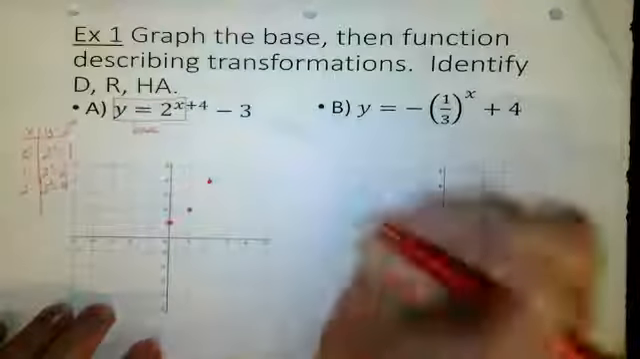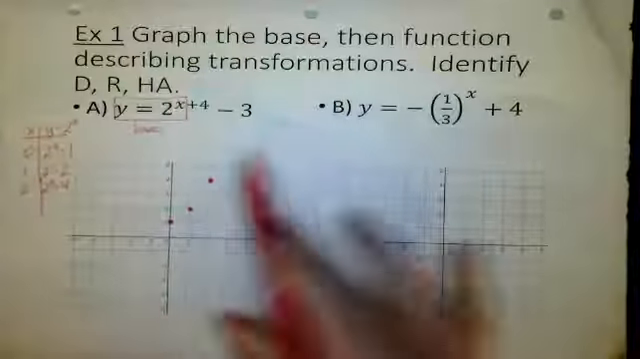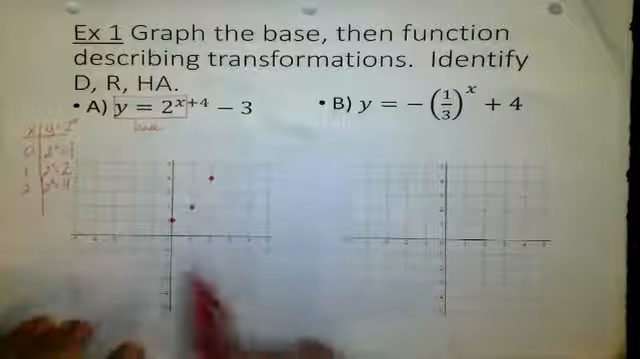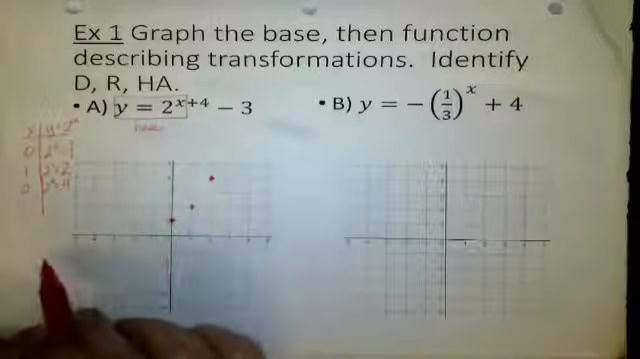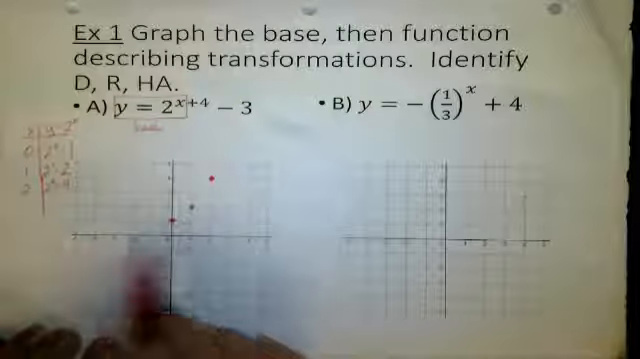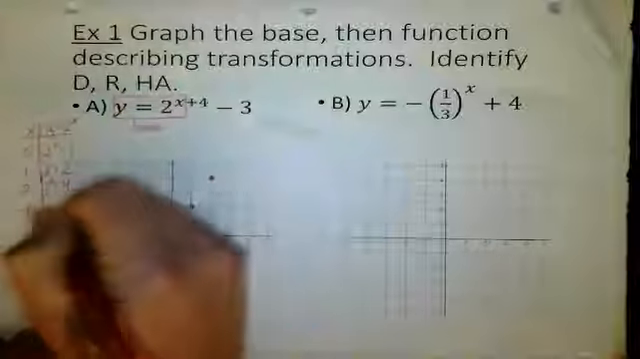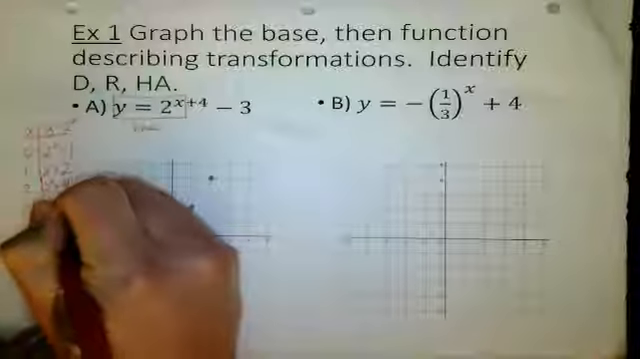So 2, 4. But my graph doesn't only go to the right of 0. We can actually plug in whatever we want for x. So I'm going to choose some values here to the left. So I'm going to try a negative 1. What is 2 to the negative 1?